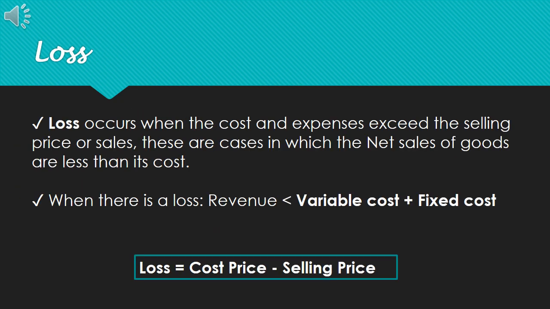Next, we have loss. Loss occurs when the cost and expenses exceed the selling price or sales. These are cases in which the net sales of goods are less than its cost. So when there is a loss, the revenue is less than the variable cost and the fixed cost. So for our formula, we have loss equals cost price minus selling price.